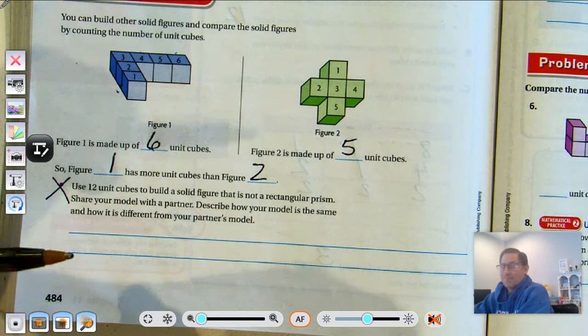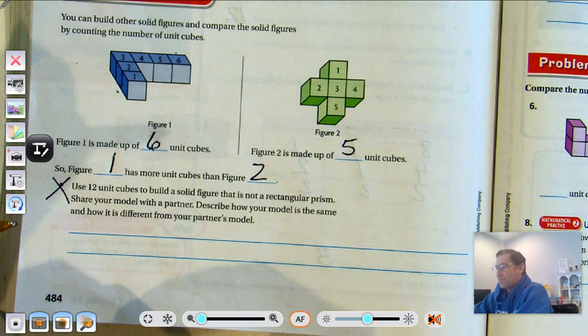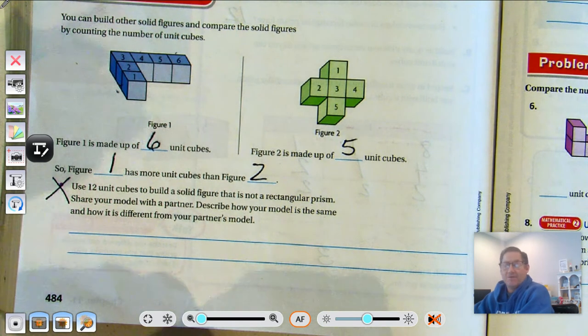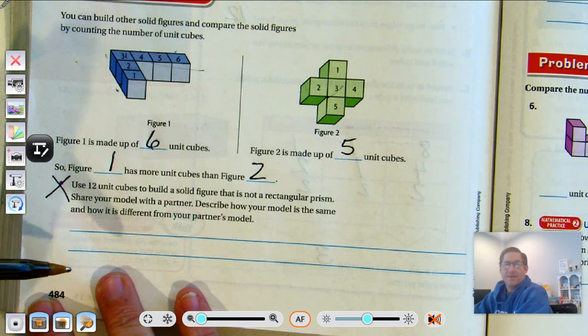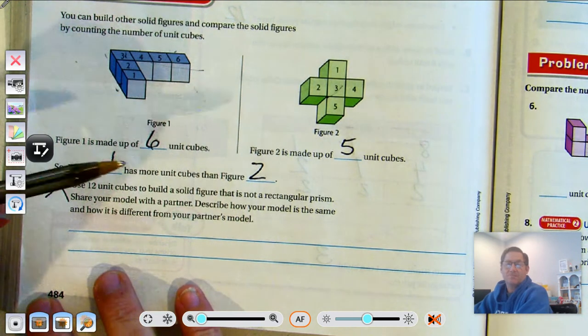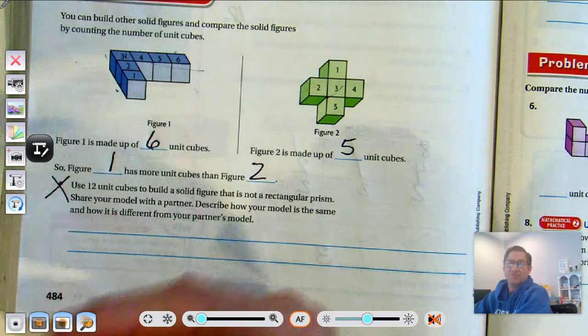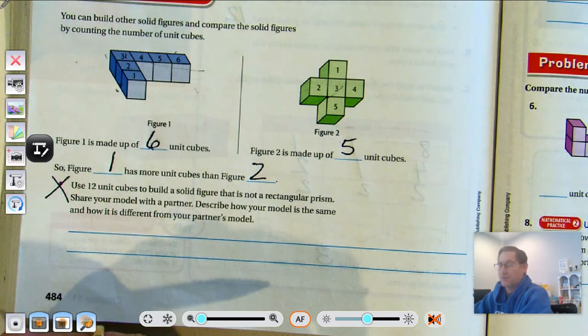So meaning that the base is not a rectangle. Okay. So something like these, right? And you're going to compare the shape that you drew to a person next to you.